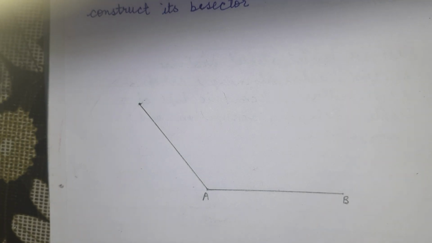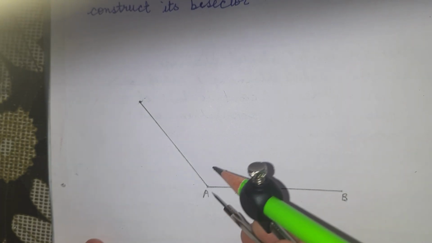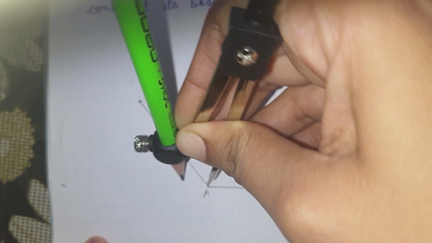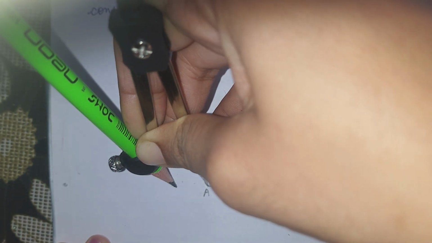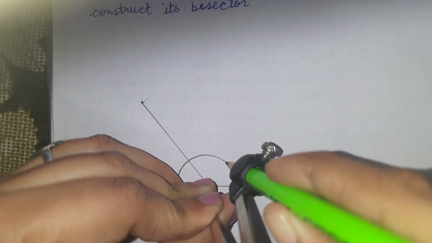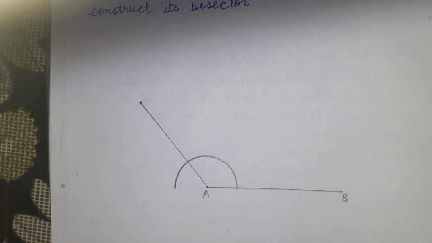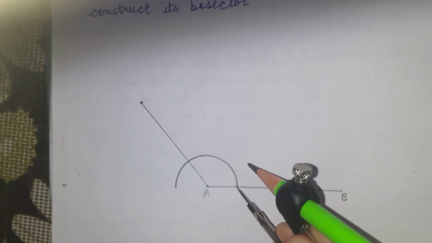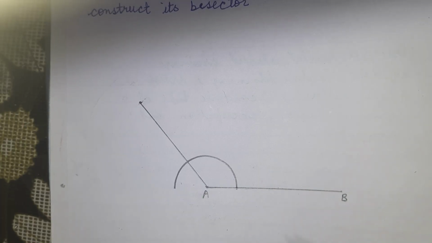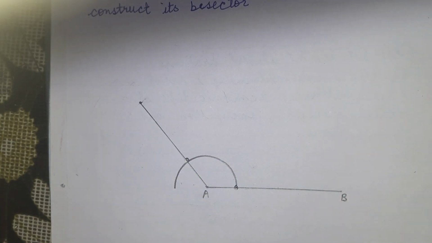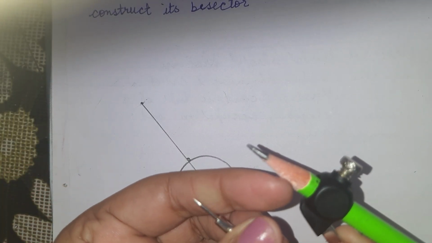Okay, so now what are you going to do? For the bisector, you have to make a semicircle. I told you we make the semicircle from the corner only. So let's make a semicircle. You can open the compass to any length. I'm opening it like this. Make a semicircle. Done. Now, how are we going to make a bisector? You keep your compass here. I'm just going to highlight it here. Now you can open your compass a little bit more.